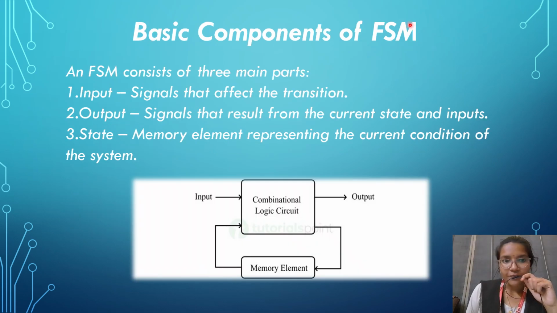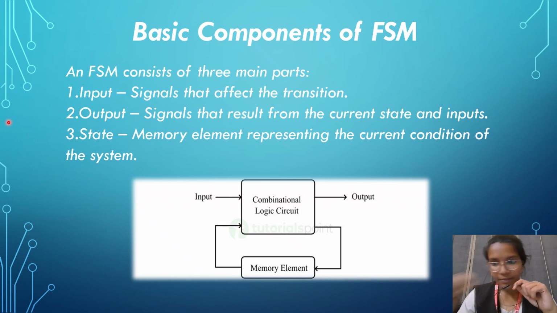Basic components of FSM. An FSM consists of three main parts: input, output, and state. Inputs are signals that affect the transition. Outputs are signals that result from the current state and inputs. State is the memory element representing the current condition of the system. The logic diagram is as follows. We can observe that this is input and this is output going through a combinational logic circuit with memory element.